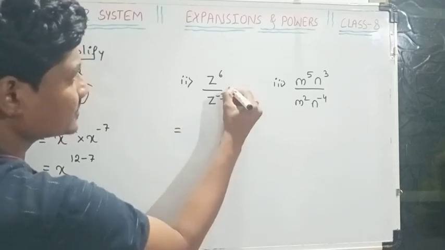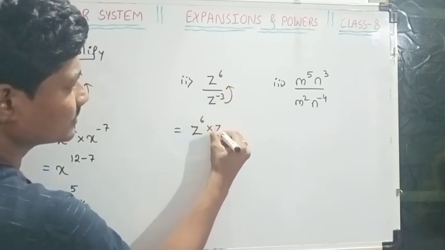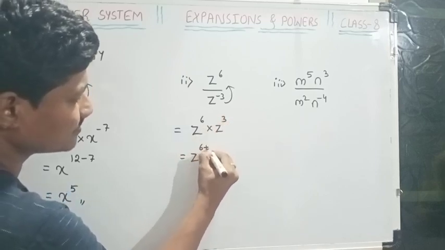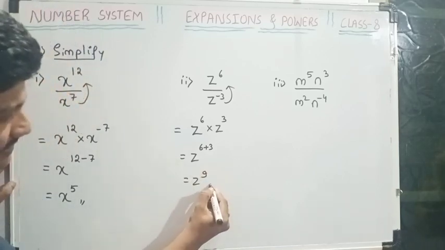Here I'll take z to the power minus 3 to the top, that is to the numerator, z to the power 6 into z to the power 3. Now I can add 6 plus 3, z to the power 9 is the required answer.